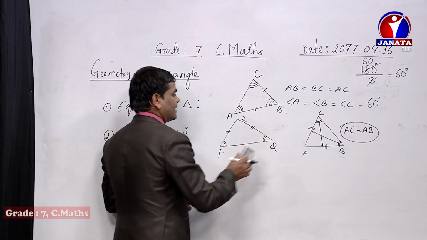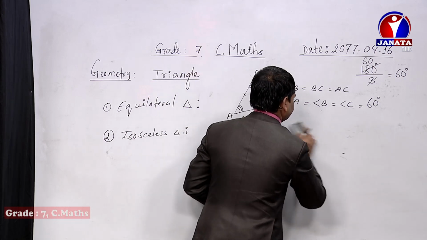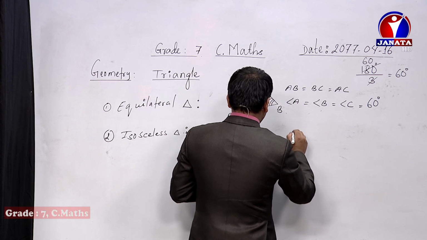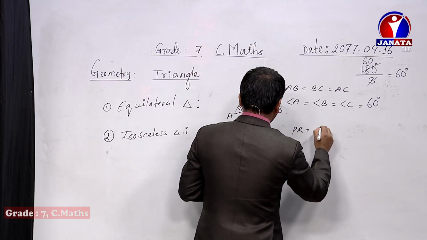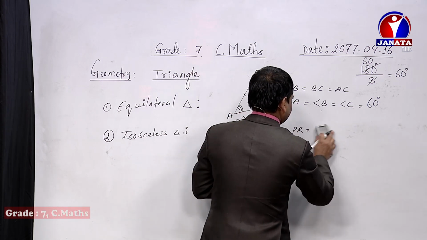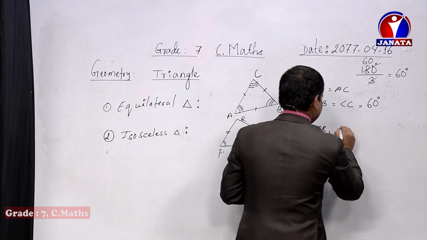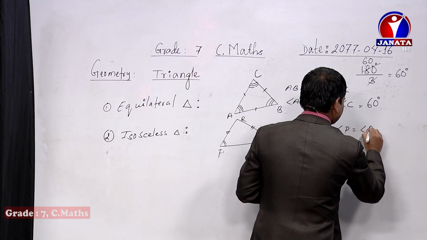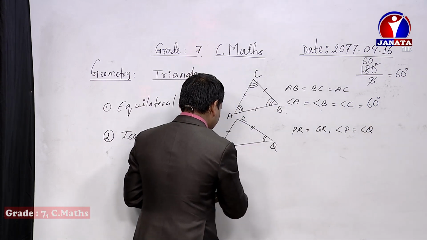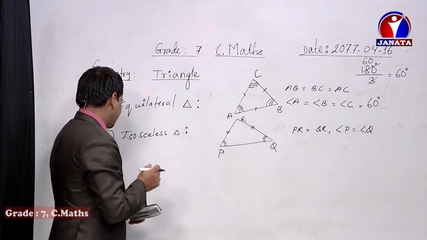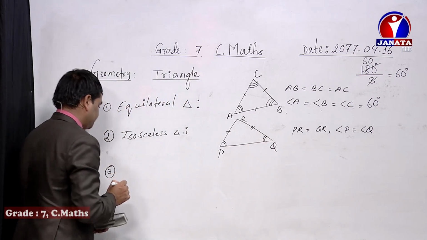Now let's go to another type of triangle, dear student. In this case, what can you write? The properties: PR equals QR, and angle P equals angle Q. So these are the two properties of the isosceles triangle. Now let's go to the third one.